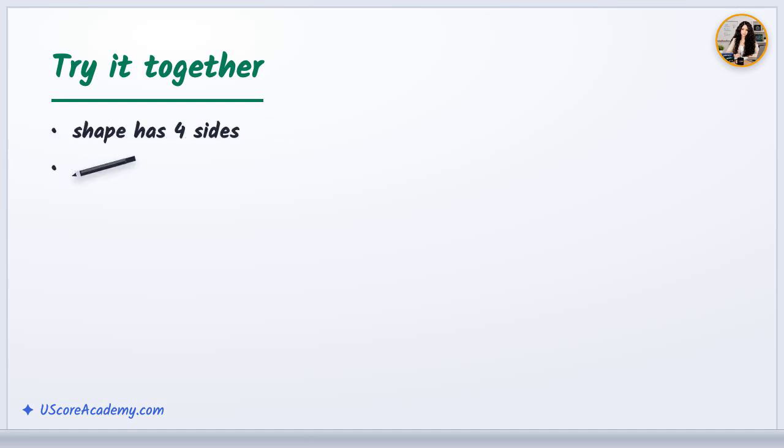Here's a shape with 4 straight sides and 4 corners, all equal. What is it? It is a square! We knew that by counting its sides and corners.